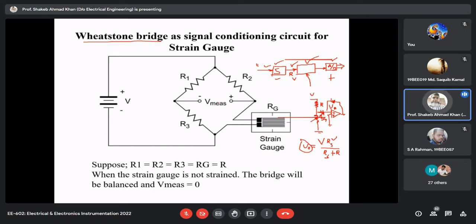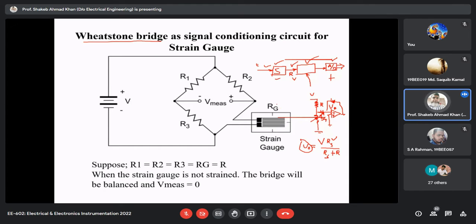So here now, as I told you, because your strain may be dynamic, the resistance may change with time. So if we are using it in null mode, then it is not possible. If it is fastly changing, then it is not possible to balance the bridge before the strain value is changing to another value. So in that case we use it in deflection mode.